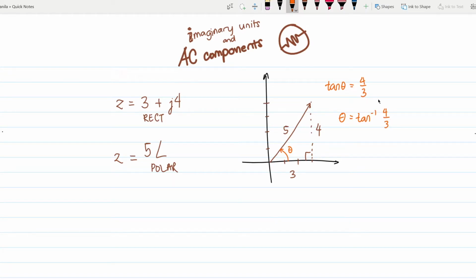Then let me just plug that into my calculator. Actually, guys, the convention here is degrees. The arctangent of 4 over 3, you're going to get 53.13010. And you might ask, why is it so accurate?